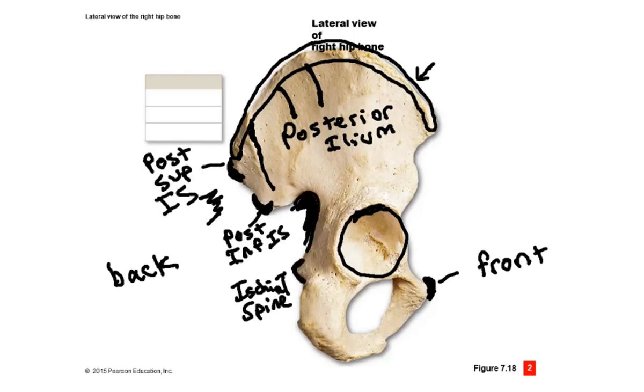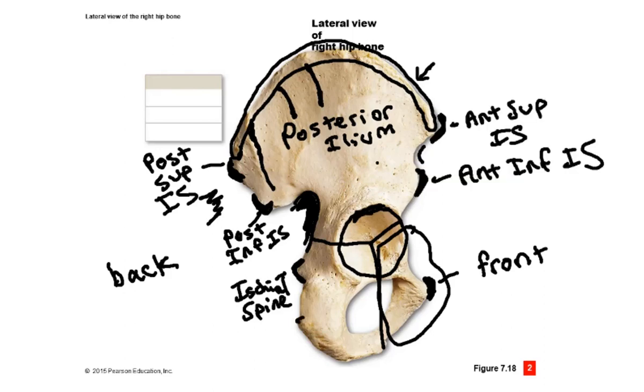The ischium starts right here and comes down to about there. And then the pubis is this whole thing. And then the rest is the iliac, or the ilium.